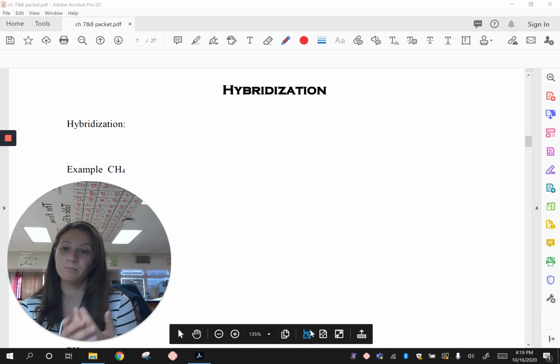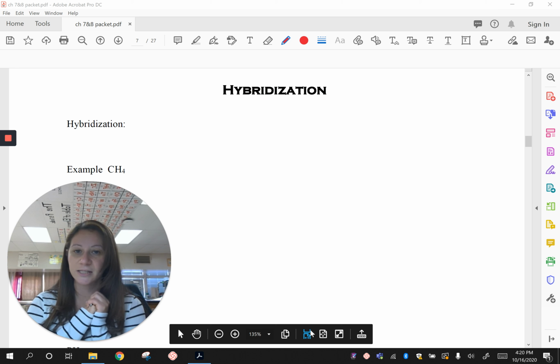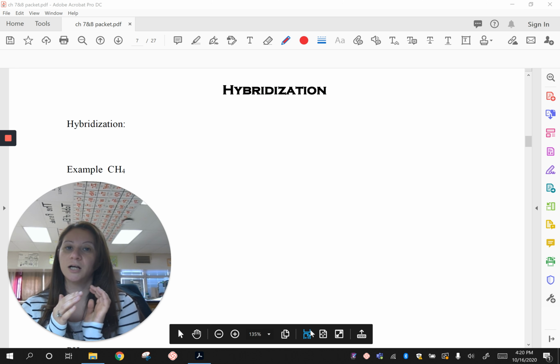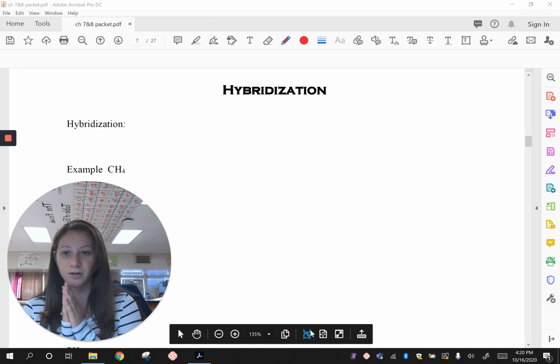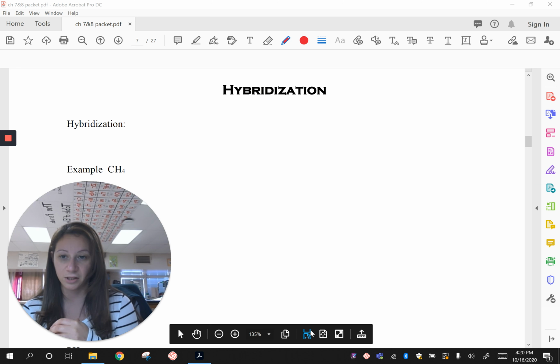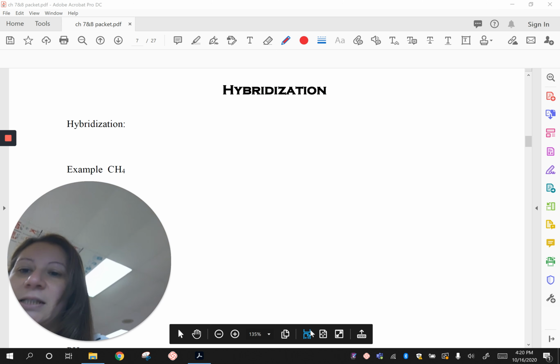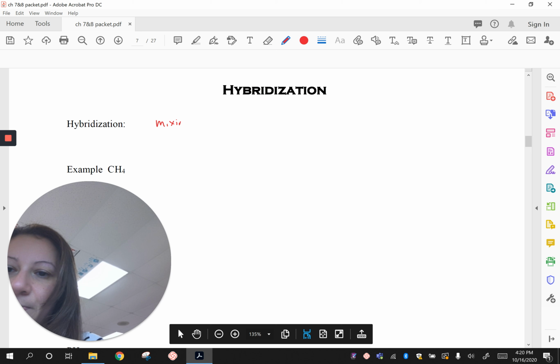So hybrid means mix. And in chemistry, hybridization means mixing of orbitals. Remember, orbitals are areas where there's a high probability of finding electrons, and each orbital takes up to 2 electrons. These orbitals can mix together when the substances are covalently bonded. So hybridization is mixing of orbitals.